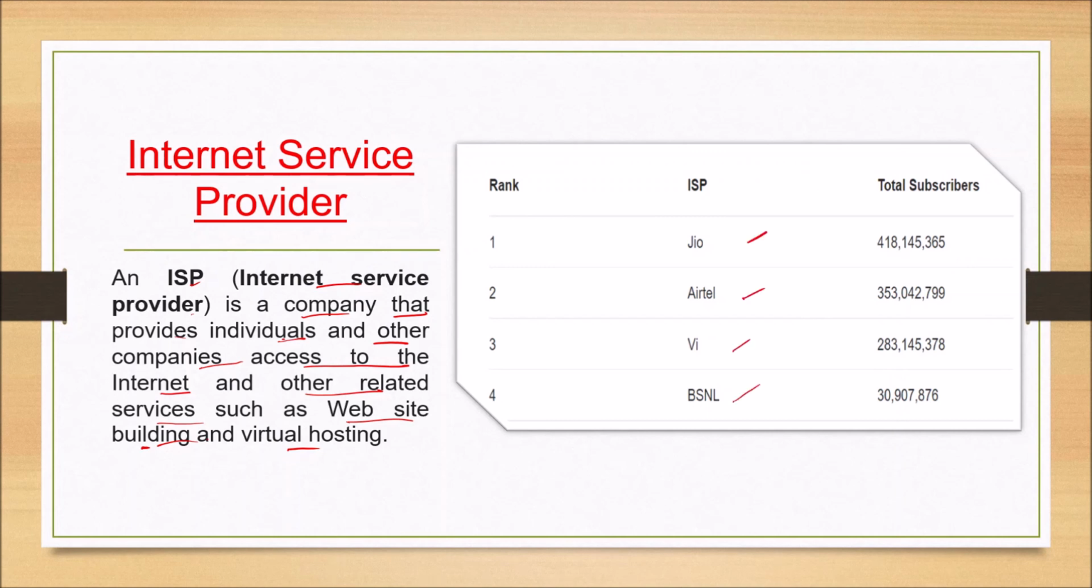So at rank 1, Jio is there with this many subscribers. 418,145,365 subscribers are there with Jio. And then at the second rank, Airtel is there, which has 353,042,799 subscribers. In the same way, at the third position we have Vi, and at the fourth position we have BSNL with this many subscribers.